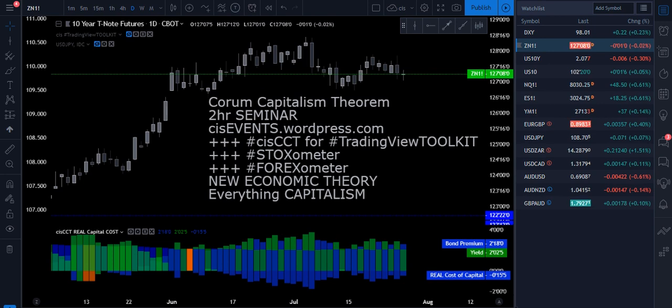A special CIS trading presentation of Markets in Focus with Quorum's Capitalism Theorem. This is going to be an introductory overview video of Quorum's Capitalism Theorem and the 2-hour seminar, which is available at cisevents.wordpress.com.